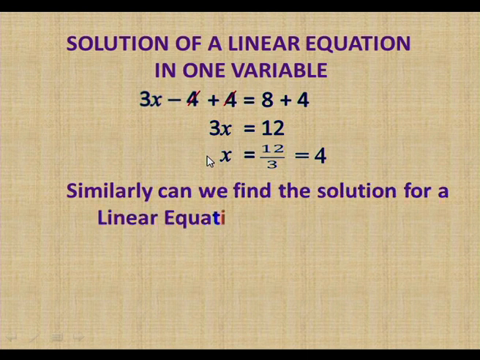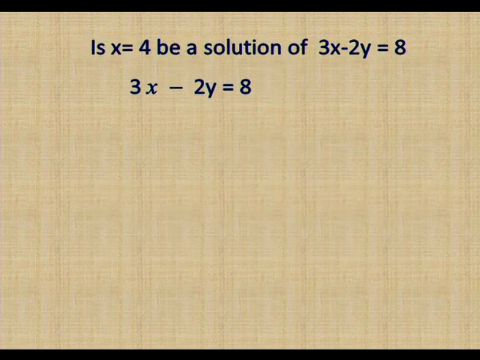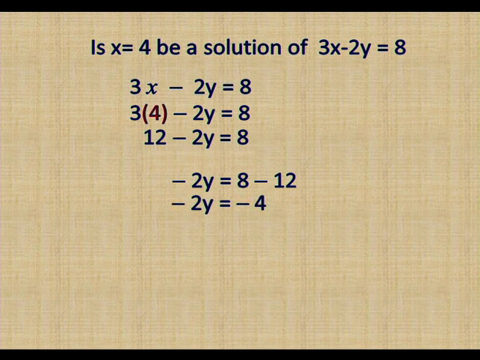Now, similarly, can we find a solution for a linear equation in two variables? Now, is x a solution of 3x minus 2y is equal to 8? Let me take 4 in place of x: 3 into 4 minus 2y is equal to 8, 12 minus 2y is equal to 8. Now, minus 2y is equal to 8 minus 12. Now, what happens? Minus 2y is equal to minus 4, is it right?